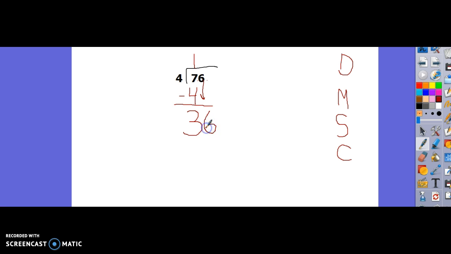How many times can 4 go into 36? Or I ask myself, if I have 36 cupcakes, how many times can I equally share them among 4 people? The answer is 9. Now I just did my does, McDonald's, 9 times 4, sell, cheeseburgers. Check it.